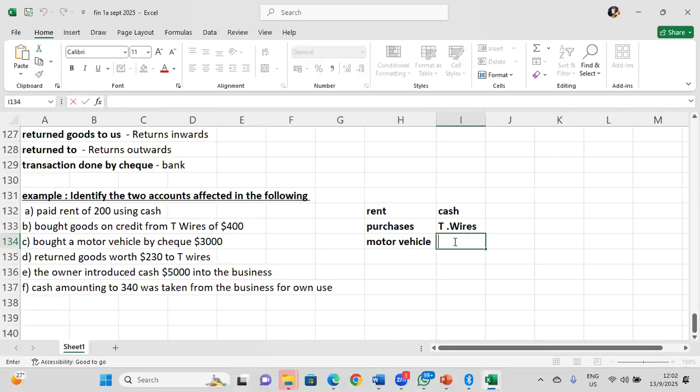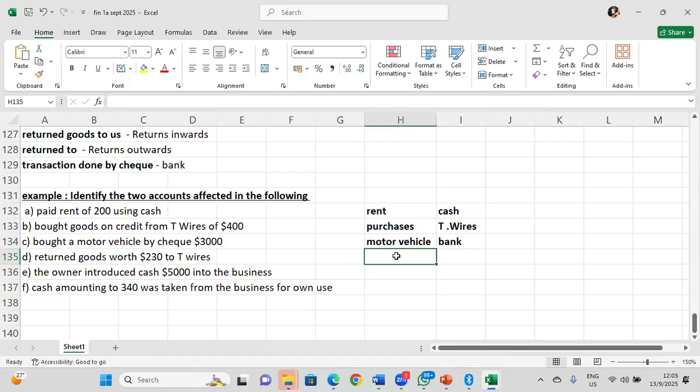Then we bought this using a check. I said if a transaction is done using a check, we record that as bank. So if we bought the motor vehicle using a check, the other entry is to record bank. So the transactions that we do using a check, we record them as bank.